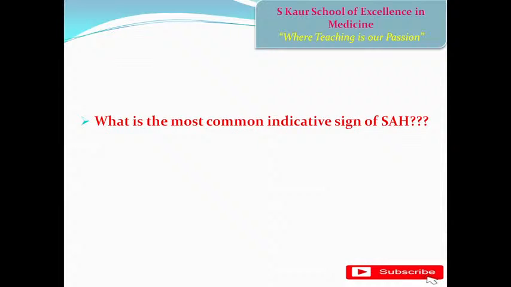So, most common indicative sign of SAH. What is the most common indicative sign of SAH? When you will judge that the patient is having subarachnoid hemorrhage. Headache. Okay. Anyone else? Pinpoint size pupil. Okay. Good.